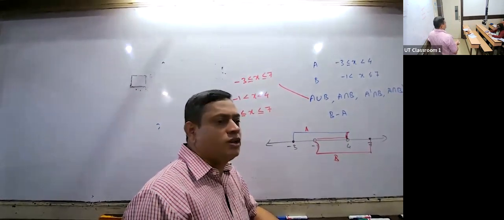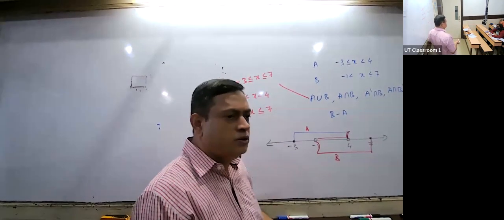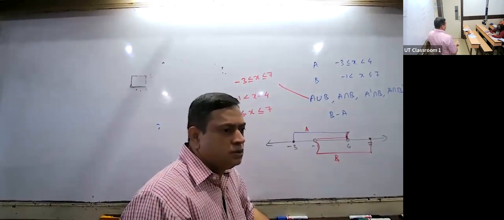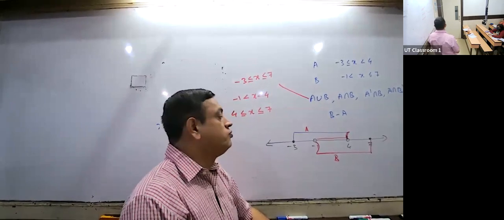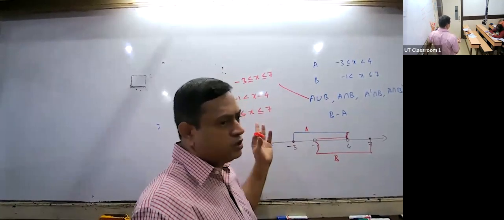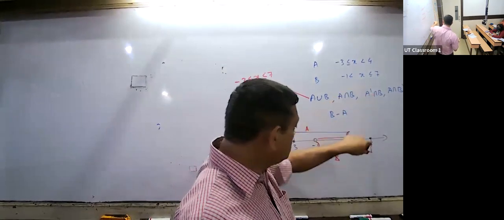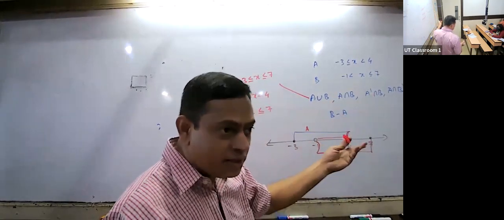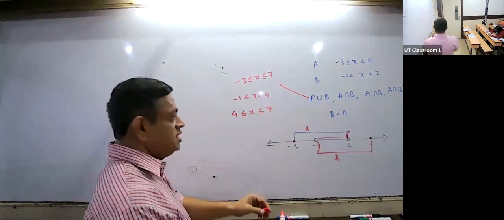What is the meaning of intersection? Common. 4 is common with both A dash and B, so 4 should be included now. 4 is in A dash as well as in B. Therefore 4 is in A dash intersection B. Are you followed? Okay. Had 4 been in A, it would not be in A dash. Yes. Okay.